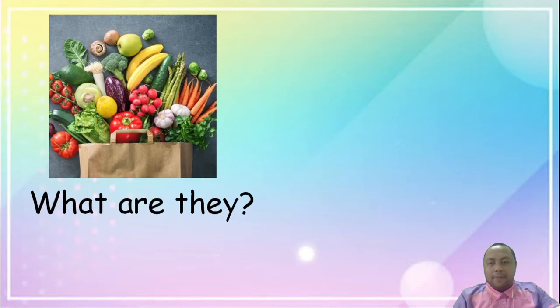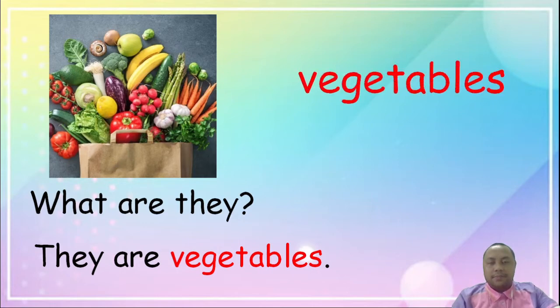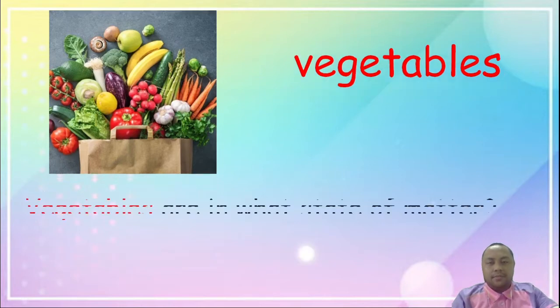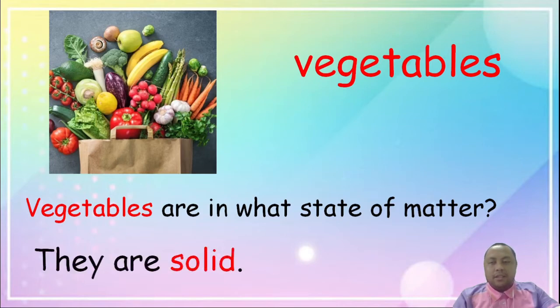What are they? They are vegetables. Again, what are they? They are vegetables. Vegetables. V-E-G-E-T-A-B-L-E-S. Vegetables. Vegetables are in what state of matter? They are solid. Vegetables are solid.